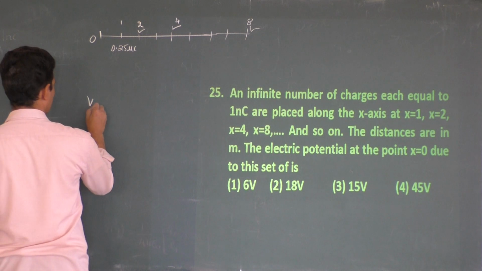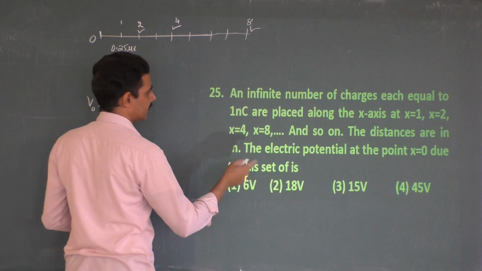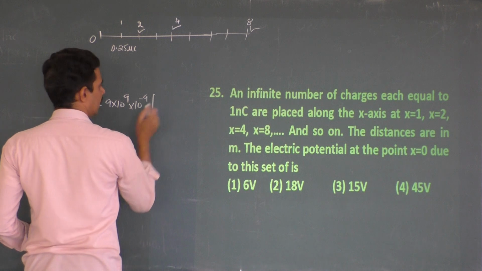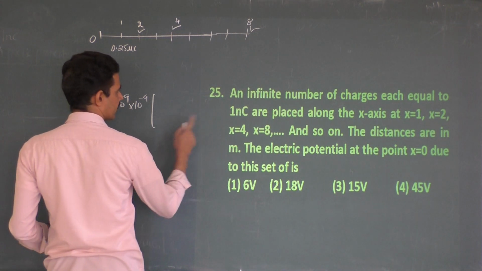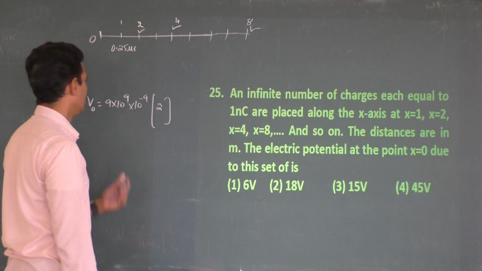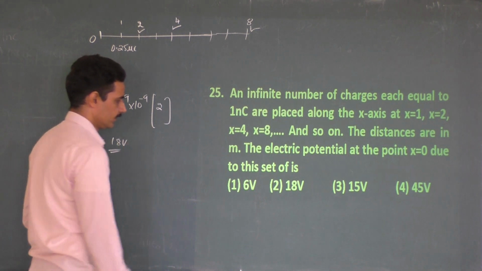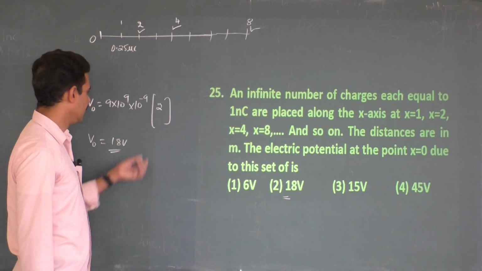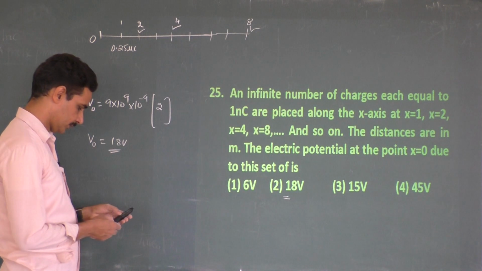Potential at the origin is equal to 9 into 10 to the power 9. Each nanocoulomb is 10 to the power minus 9, and each distance series, 1 plus 1 by 2, and so on, comes to 2, right? 1 by 1 minus half, the common ratio. So the potential is equal to 18 volt. Yes, this is the answer. Second one. See how experience teaches you, right? You can skip the steps because this becomes 1 by 1 minus half, since the common ratio is half.